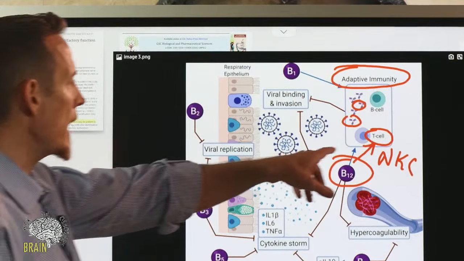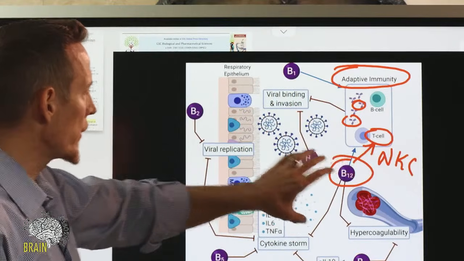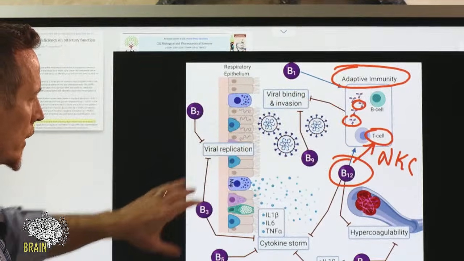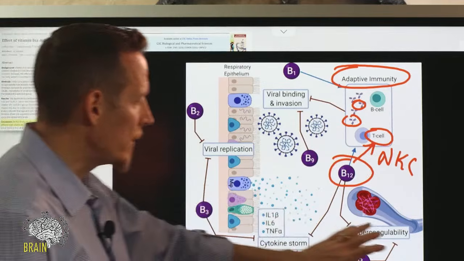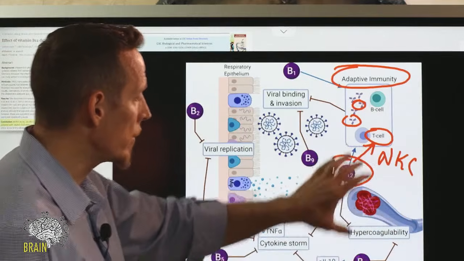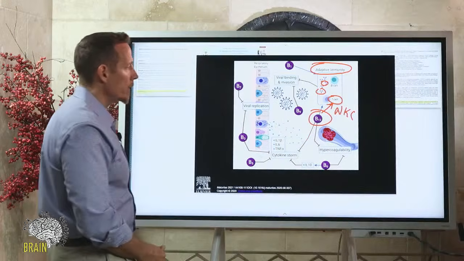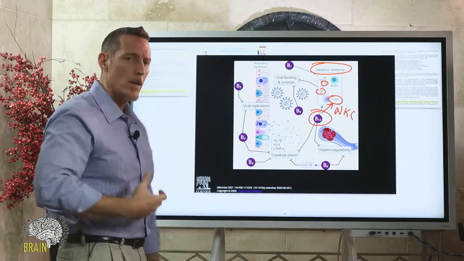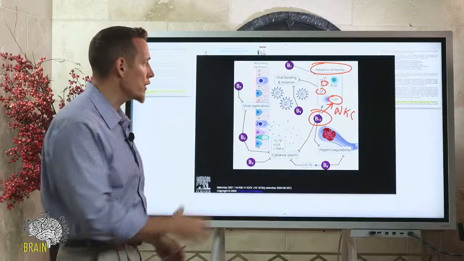So again, the authors of this paper are theorizing, and they're not just stopping at B12. They're talking about B1 up here with adaptive immunity, B2 with viral replication, and B3, as well as the cytokine storm with B5 and B6, and hypercoagulability, which means clotting of the blood, with B6 and B12. So you can see it's the family of B vitamins that they're saying plays a major role in host immune defense, how your body responds and adapts to the exposure. So these are all very important.